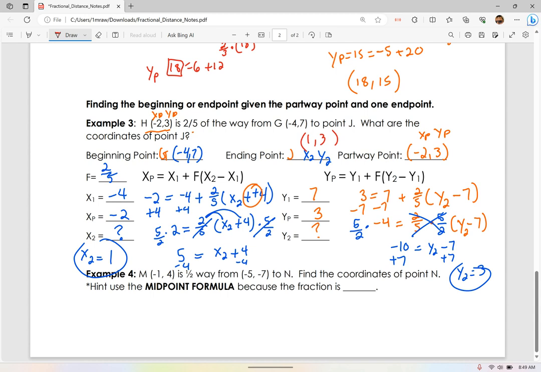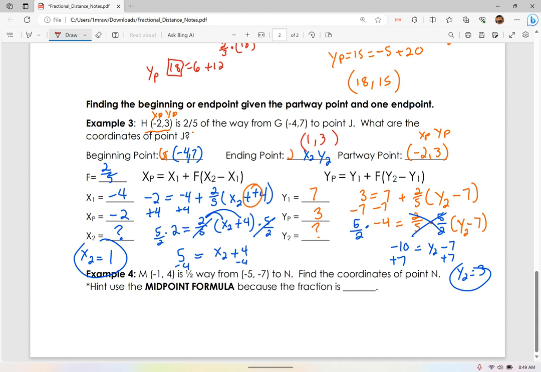Okay? Negative 4, 7. Negative 2, 3. Making sure I did all this right. Okay. All right. We shall see.